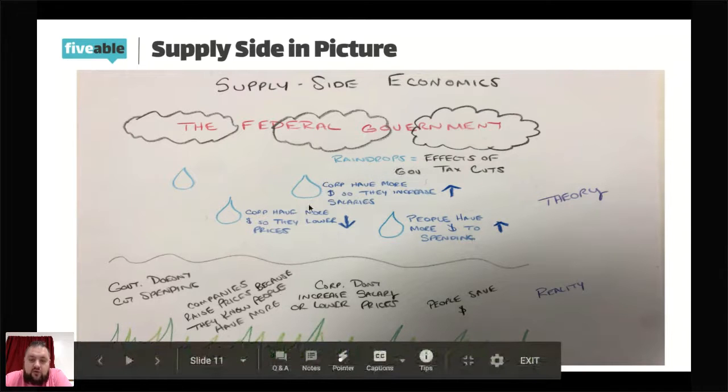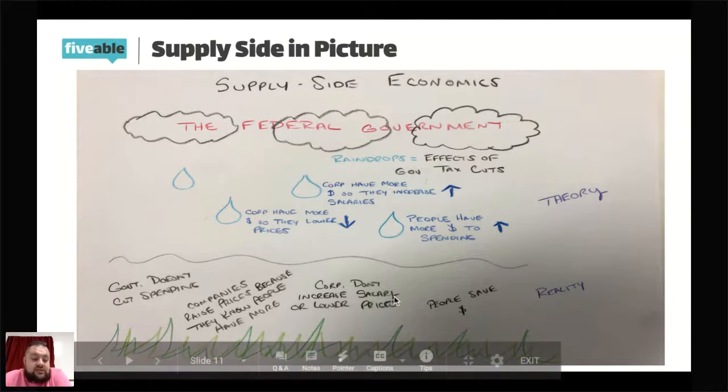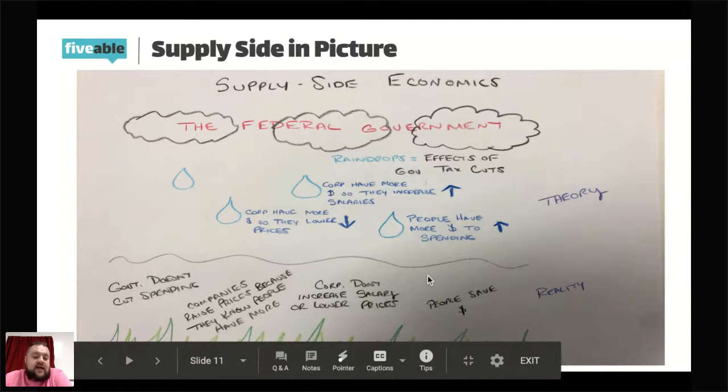Oopsie. This is often the reality of what happened. Companies raise prices because they know people have more money. Generally corporations are pretty greedy. And so if they know that the general public has more money, that's the whole idea of inflation, then they're going to raise the price of their product. Corporations generally don't increase the salary or lower prices, and people tend to save that money and not actually spend the money that they're getting because of tax cuts.